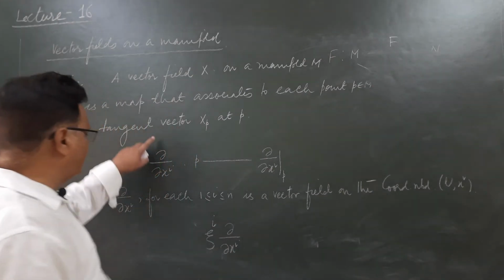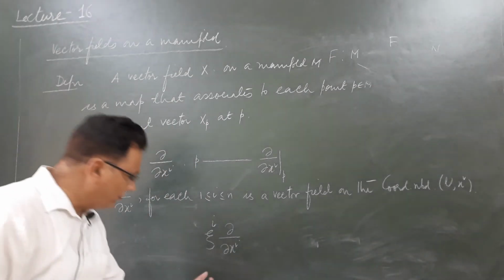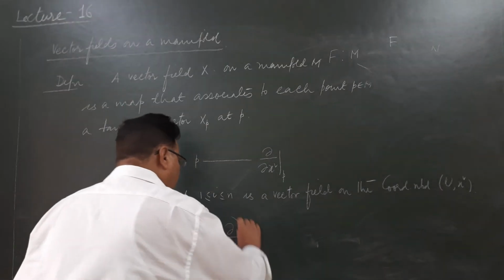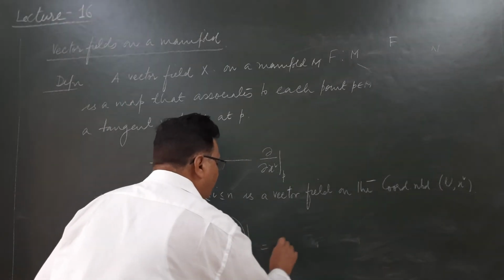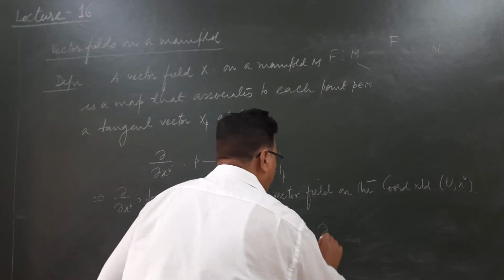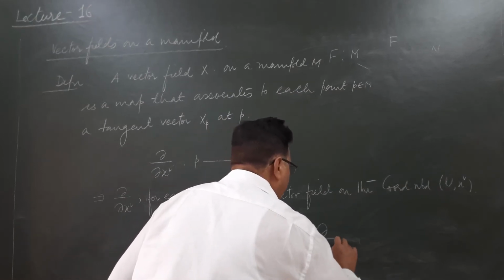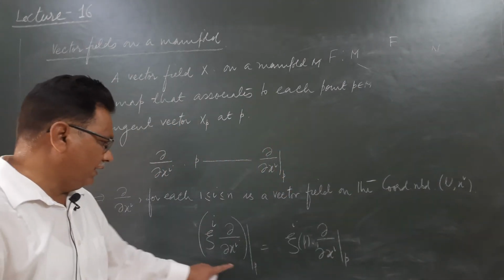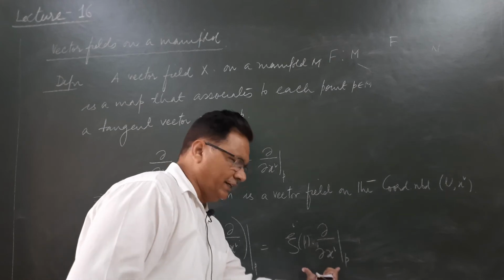If you multiply this operator by a function, it will remain an operator. At a point P, if you consider this whole thing at a point P, what will it be? It will be some ξ^i at P into ∂/∂x^i at P. Am I right? This is the value of ξ^i ∂/∂x^i at P. What is this? It's a tangent vector.